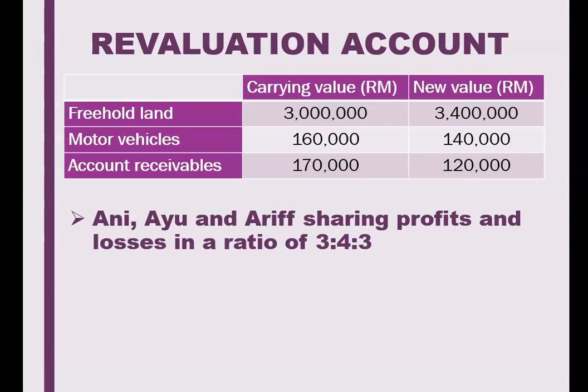So let's say Ani, Ayu, and Arif share profits and losses 3, 4, 3, meaning 3 for Ani, 4 for Ayu, and 3 for Arif.